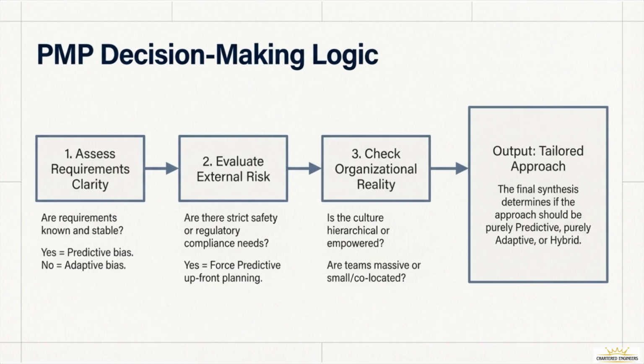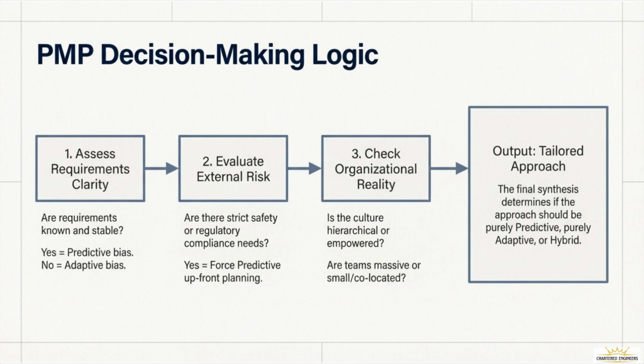Step 2 is to evaluate external risk. This acts as a filter. Even if your requirements are fuzzy, if there are strict safety or regulatory compliance needs, you are often forced into predictive upfront planning for those specific elements. You can't iterate on safety.